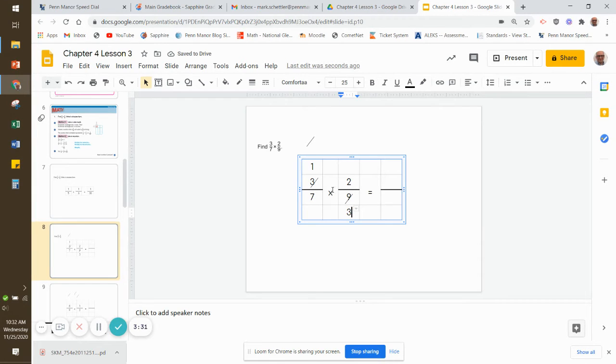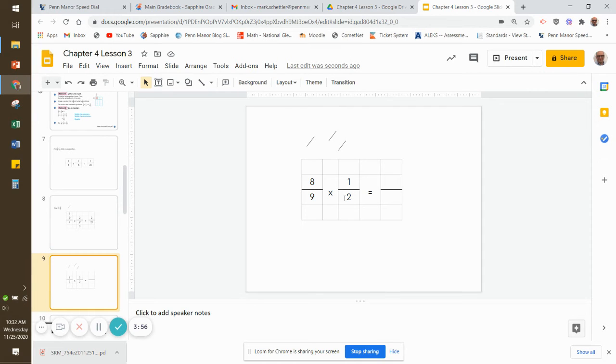Okay, so now let's go back to what we did in the last slide. We're just going to multiply straight across. 1 times 2 is 2, and 7 times 3 is 21. Is that in its least common form? I think it is. I can't think of any common factors other than 1 between 2 and 21. Let's do another one just to be sure we're good with this.